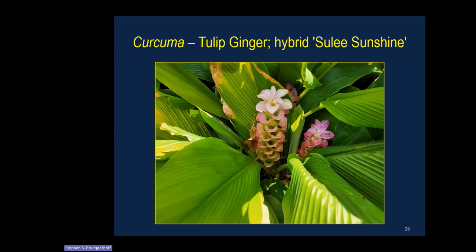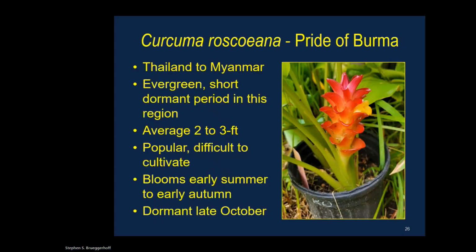The leaves were a little bit larger, almost like a banana leaf, but the flower still emerged only about 3 feet tall off of the plant. This is one called Suli Sunshine. I just love the variety of coloration you get from Tulip Gingers.